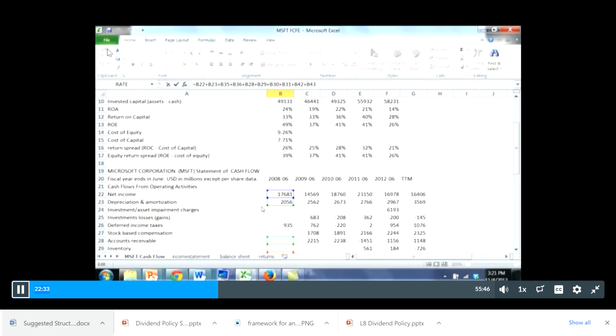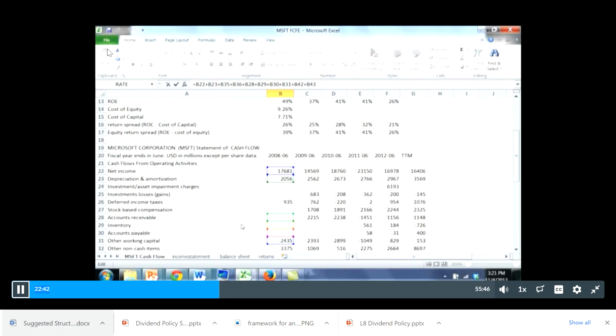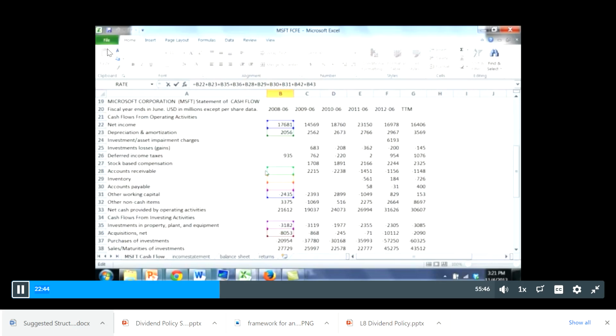So here you can see in this formula, I'm just adding everything. And I know that if it's an outflow, it will already be a negative, so I don't have to worry about that. So I have my net income, my depreciation, accounts receivable, inventory and accounts payable, and other working capital items. I need all my working capital, my current assets other than cash, whether inflows or outflows, I add those.